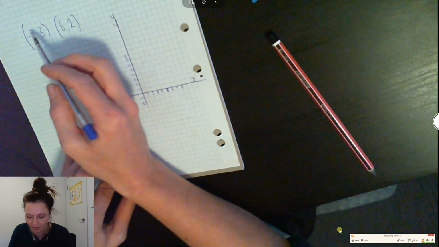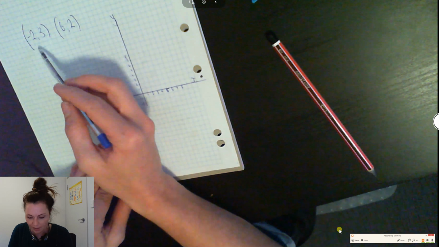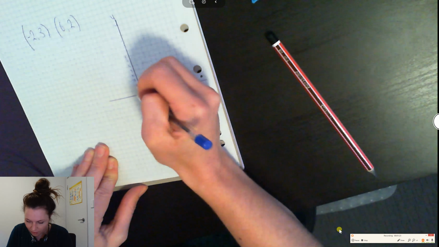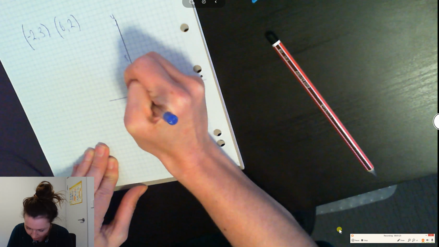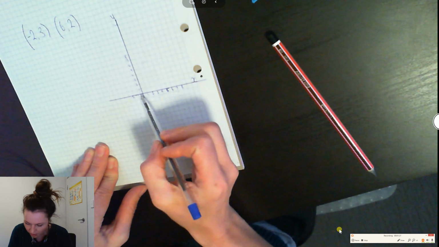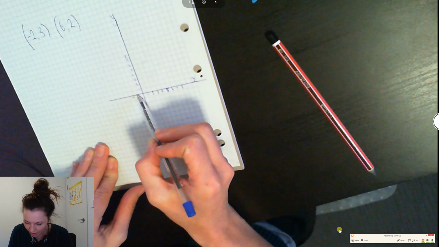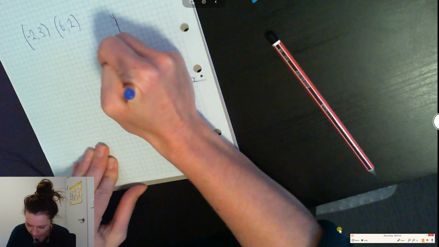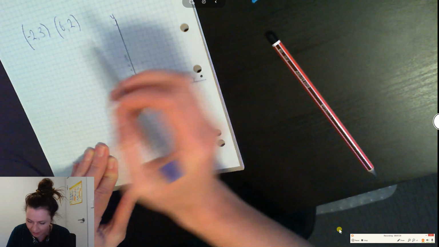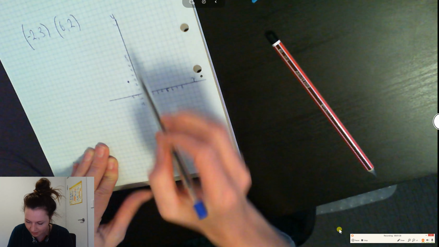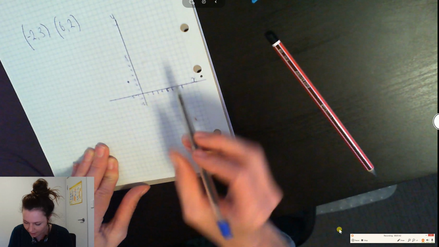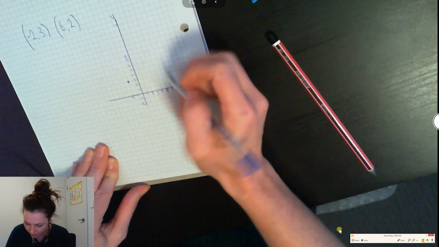Firstly, I'm going to plot my first coordinate. I've got -2, 3. So -2 on my x-axis: -1, -2, and then up 3: 1, 2, 3. My next pair is across 6 and up 2. So 1, 2, 3, 4, 5, 6, and then up 2: 1, 2.